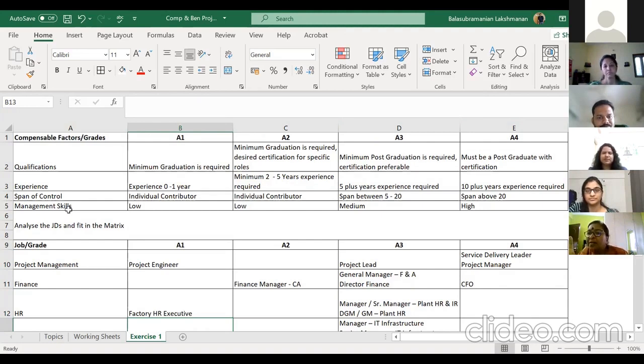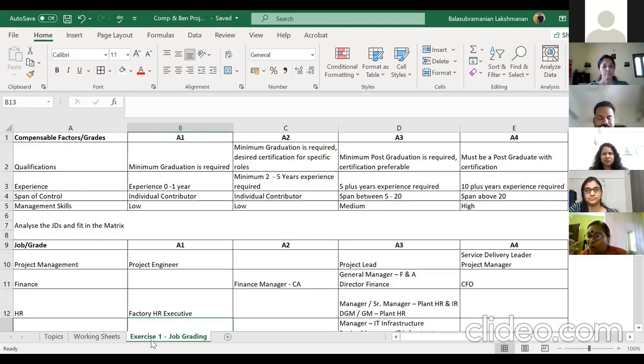Very, very clear. Just reiterating the process. This is called job grading. In job grading, you have identified compensable factors. Here in this exercise, you have identified 4 compensable factors: qualification, experience, span of control, management skills. These compensable factors are very, very contextual, based on the business strategy. They can't be cut, copied and pasted to every organization.